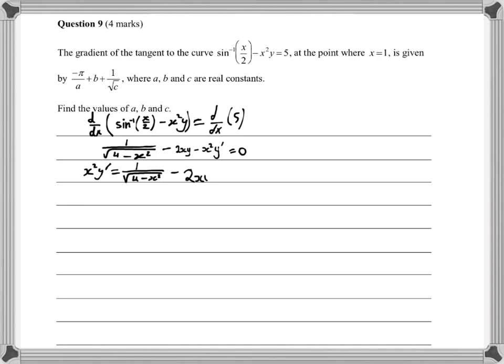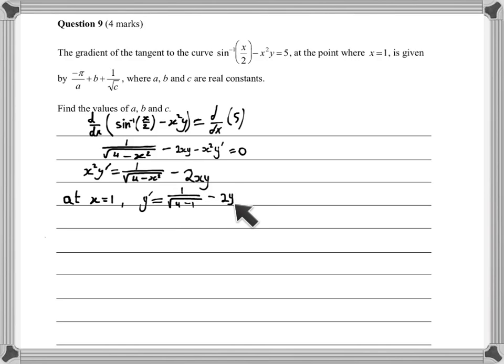So we transpose to get this y dash. We want that y dash there by itself, but we're going to keep that x squared next to it because, frankly, when x is 1, we substitute 1 there and we just get y dash by itself anyway. This makes it a little easier. So at x equals 1, we're going to get y dash is given by this, but we've still got that y there.